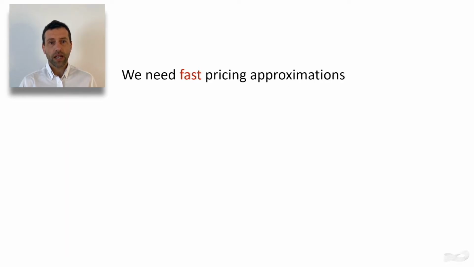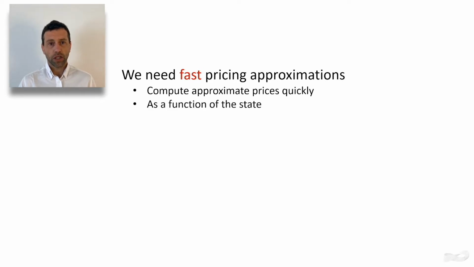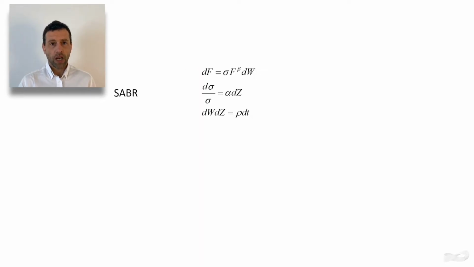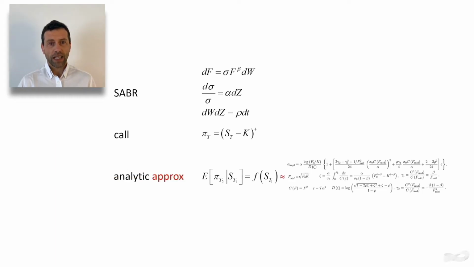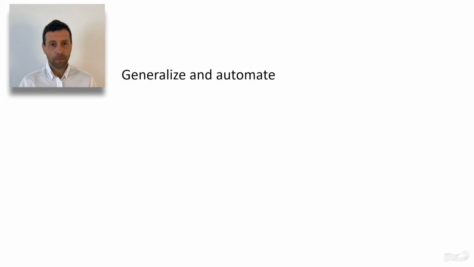This is why we need approximations capable of quickly computing approximate prices as functions of the market state. In stochastic volatility models like SABR, for example, there exists no closed-form formula for European calls. Famously, Pat Hagan cracked an accurate approximation 20 years ago, effectively bringing stochastic volatility to trading desks.